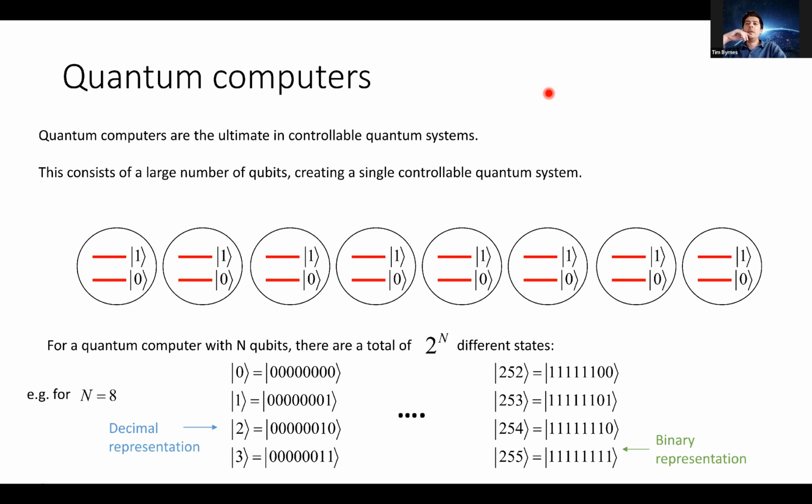So we're going to talk about that a little more, basically how we can achieve that. And in a quantum computer, what you always have is a bunch of qubits, as we've got here. So we're going to deal with many of these qubits.